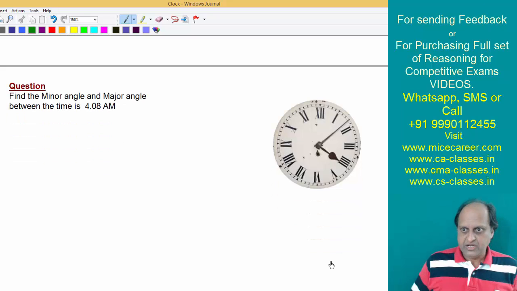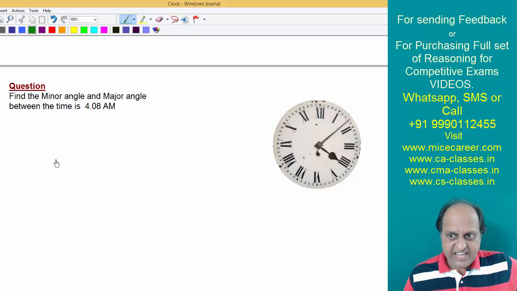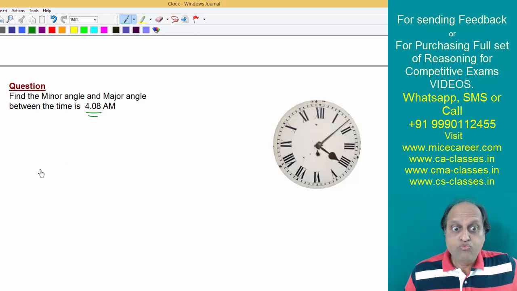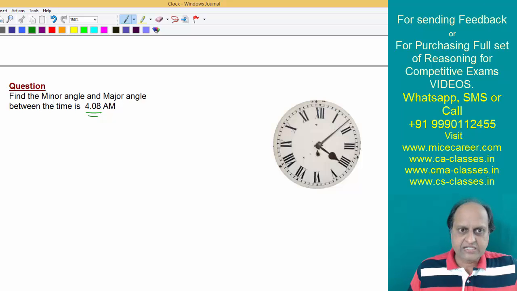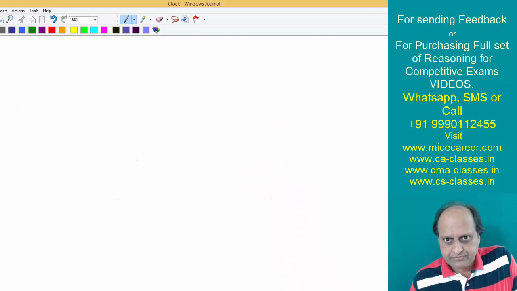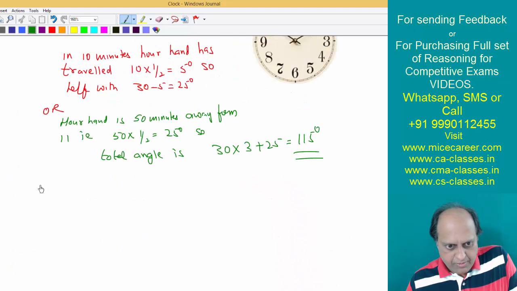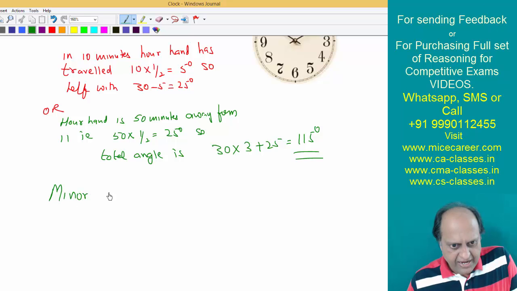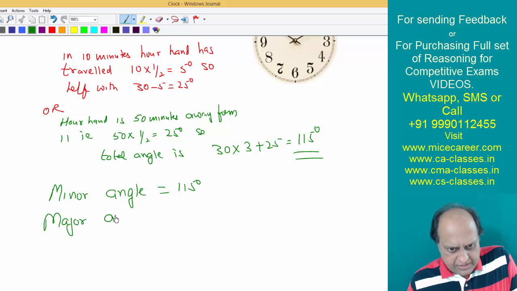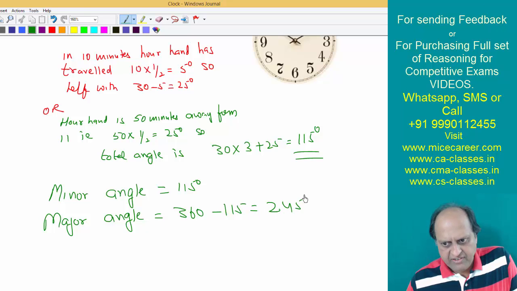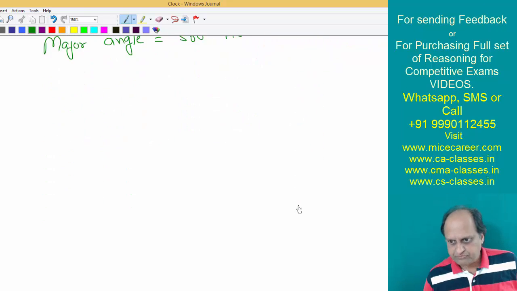Now, this is a wonderful question and is slightly difficult. It is saying the time is 4:08, that is 8 minutes past 4. So, I told you, this is the minor angle. Let me just complete the previous one. The minor angle is 115 degrees, so the major angle is 360 minus 115, which is 245 degrees. Is the idea clear?